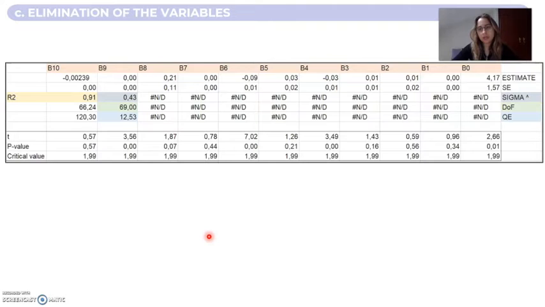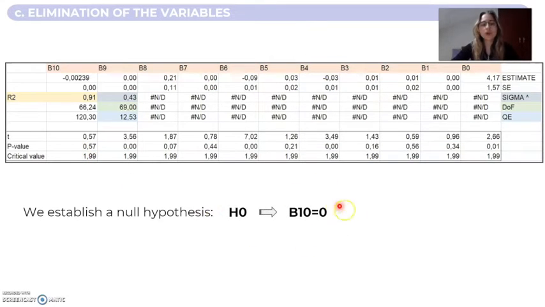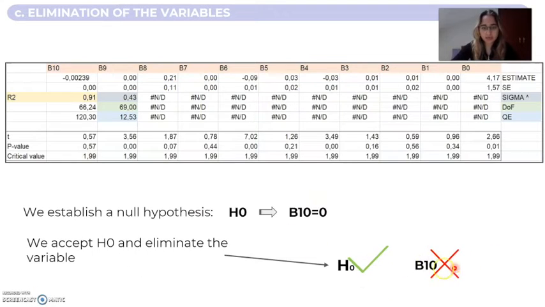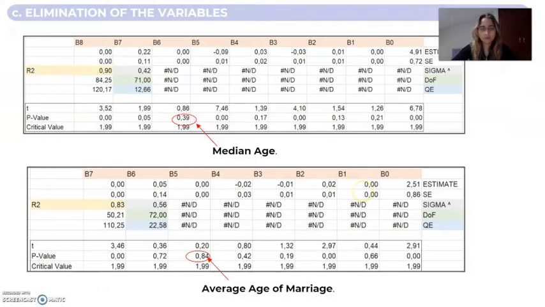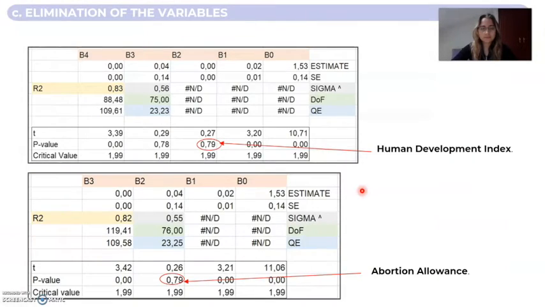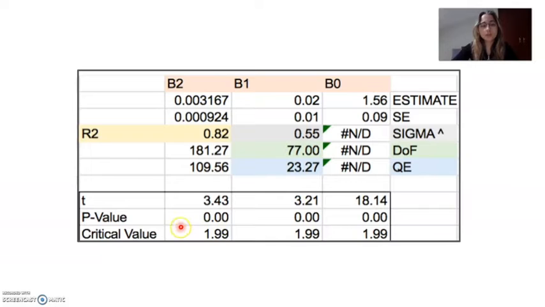I'm going to explain the elimination of variables. We establish a null hypothesis assuming that variables equal to 0. Once we have calculated the t-test, we accept the null hypothesis when p-value is higher than 0.05. If more than one variable equals 0, then we reject the one with the highest p-value, in this case b10. Then we remake the model and eliminate the variables one by one, until we keep only the parameters with a p-value below 0.05, rejecting now the null hypothesis.